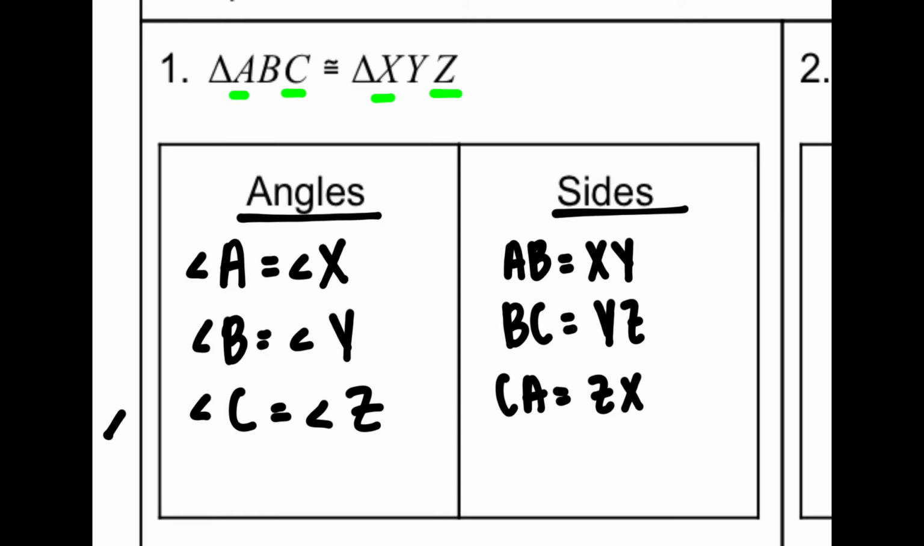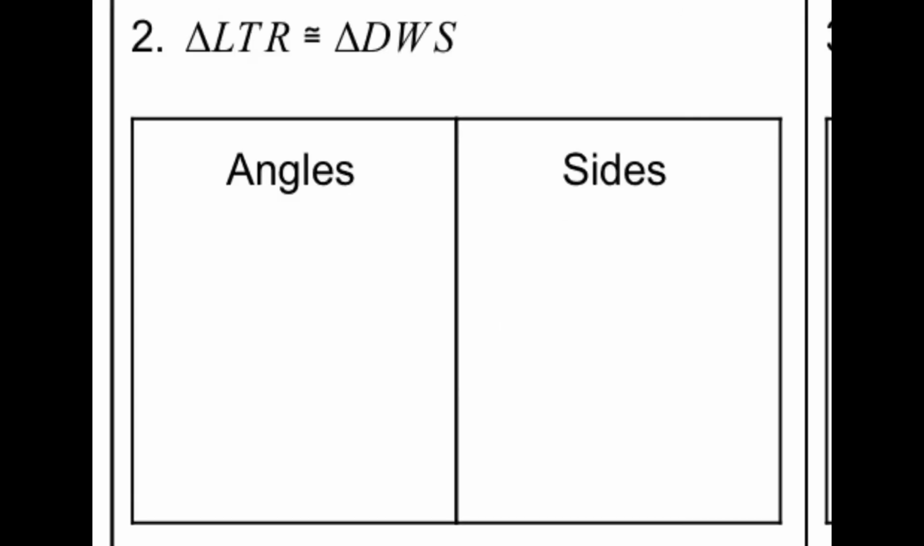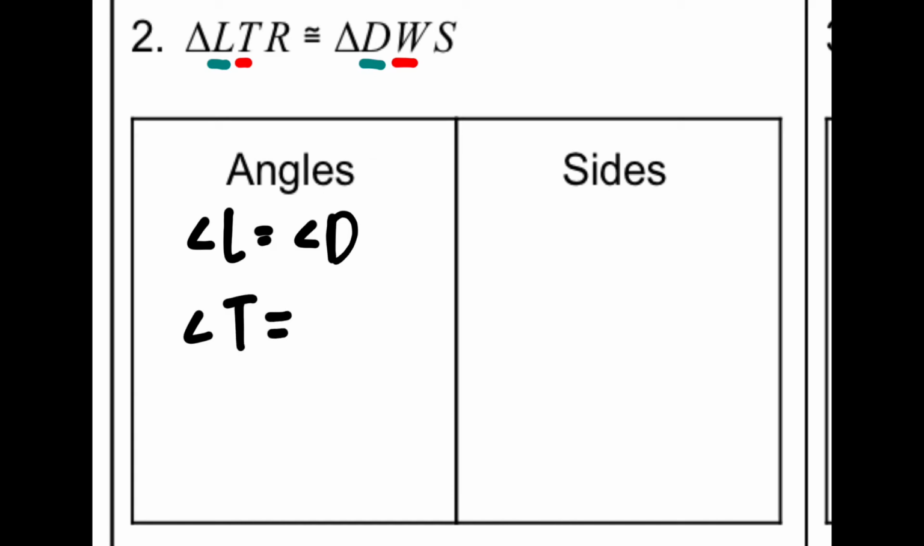I'm going to go ahead and do number 2 as well with you. So we'll start with the angles. I want to look at the first letter of each triangle. So I know that angle L is equal to angle D. I'm now going to look at the second letters, so T and W. Angle T is equal to angle W. And then finally the third letter, R and S. So angle R is equal to angle S.